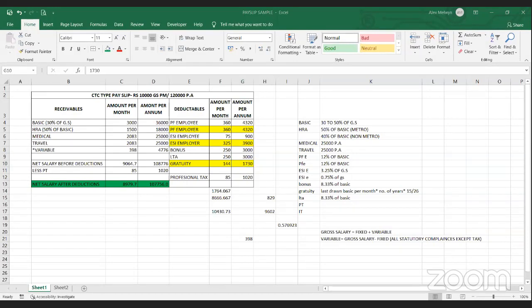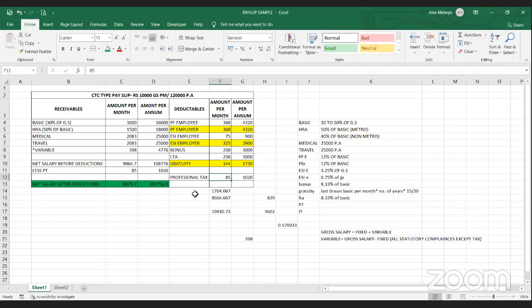Sir, two questions. One is regarding professional tax. You have marked it under receivables also, deductibles also. Why? Actually, I just wanted to show you. I have mentioned it here, but it is not necessary to put it here. For your clarification I have put it here, because technically speaking, PT will come only on the right-hand side, in deductibles, because you're just minusing it from your amount.